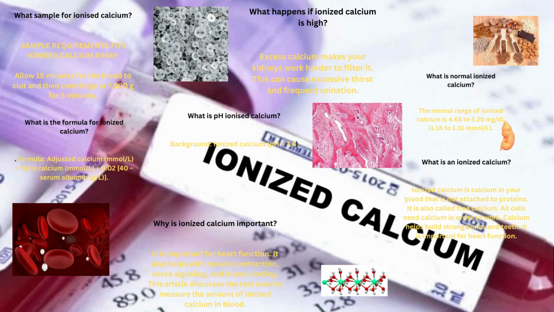What is normal ionized calcium? The normal range of ionized calcium is 4.65 to 5.25 milligram per deciliter. What happens if ionized calcium is high? Excess calcium makes your kidneys work hard to filter it. This can cause excessive thirst and frequent urination.